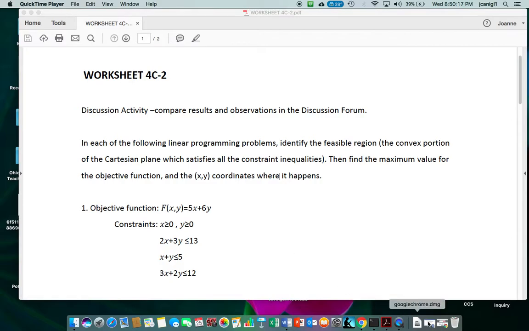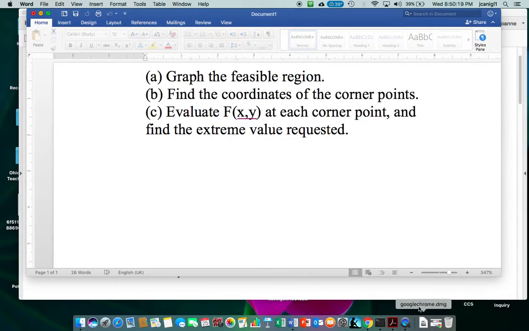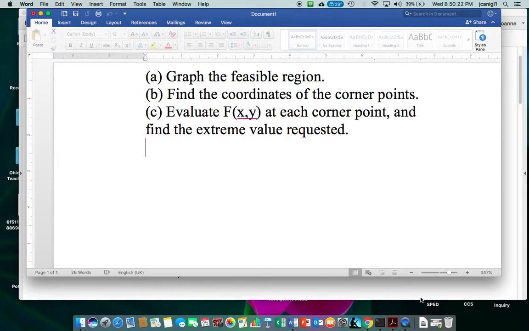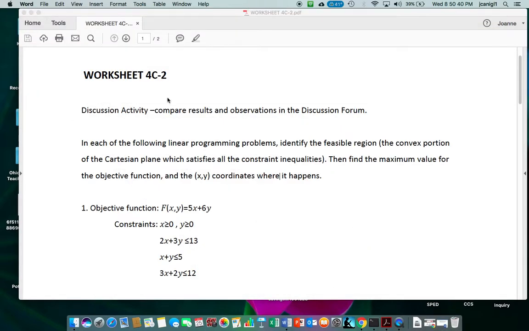So in this particular case, we're going to graph the feasible region. We're going to find the coordinates of the corner points and evaluate the function at each corner point and find the extreme value requested. So the first thing we're going to do is try to maximize, in this case, the objective function. The first thing we note is that we're going to go to Desmos.